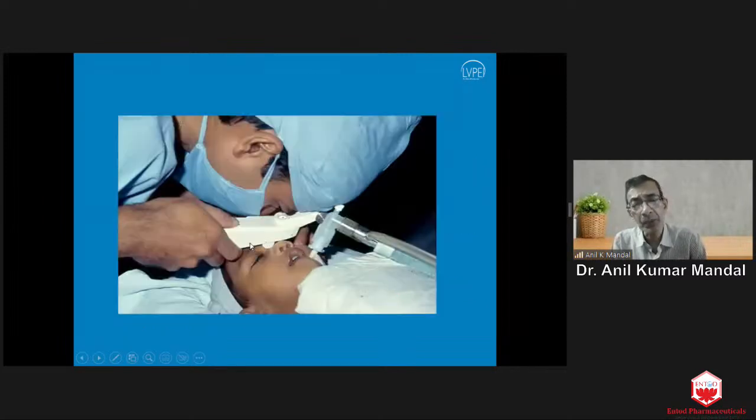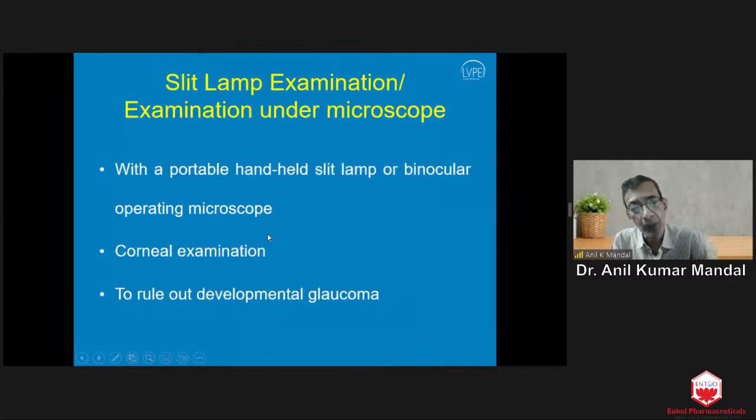The Perkins handheld applanation tonometer is in use for measuring intraocular pressure. Now, a handheld slit lamp is an important instrument to assess the cornea, and the same can be done with the operating binocular microscope itself, with corneal examination to rule out developmental glaucoma.